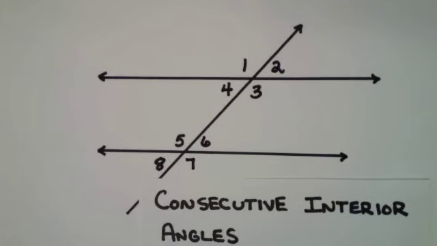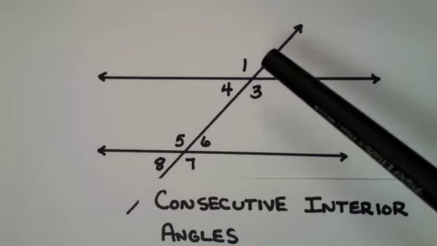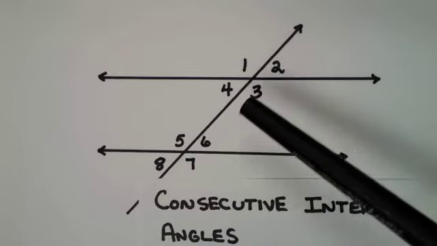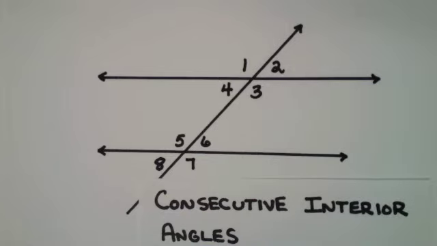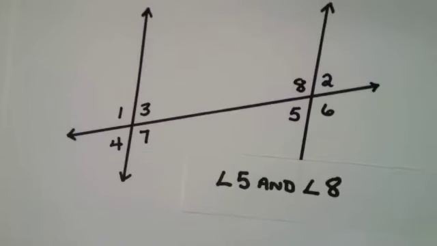Consecutive interior. Consecutive means on the same side of the transversal. Interior means inside. So I need to find angles that are consecutive angles. These are my consecutive angles. And the ones that are interior are right here, 3 and 6. That means 4 and what angle are also consecutive interior angles? 4 and 5.